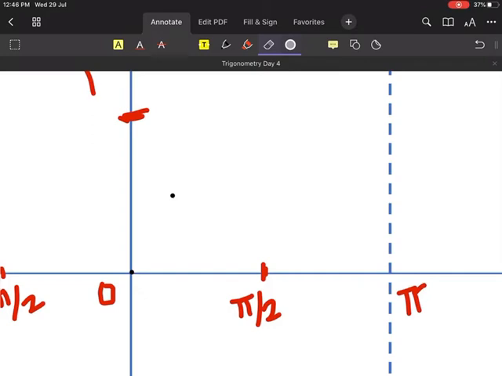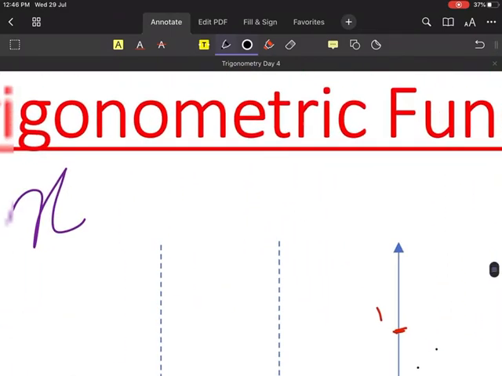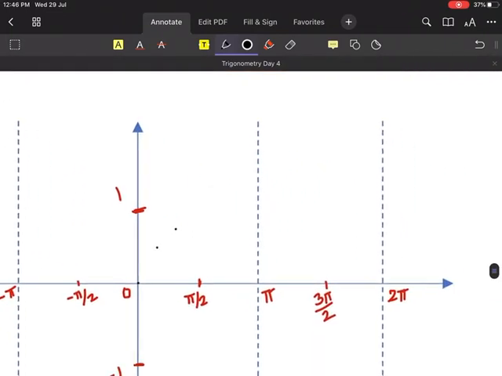Please listen carefully. Root 3 is 1.732. Look at here, the value of root 3 is like this. Everyone listen here. Root 3 is 1.732 divided by 2. Obviously this is greater than 1 by 2, right? This is greater than 1 by 2.